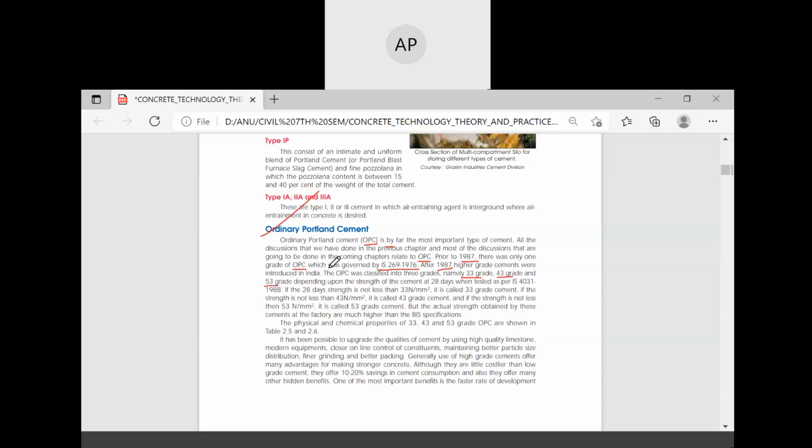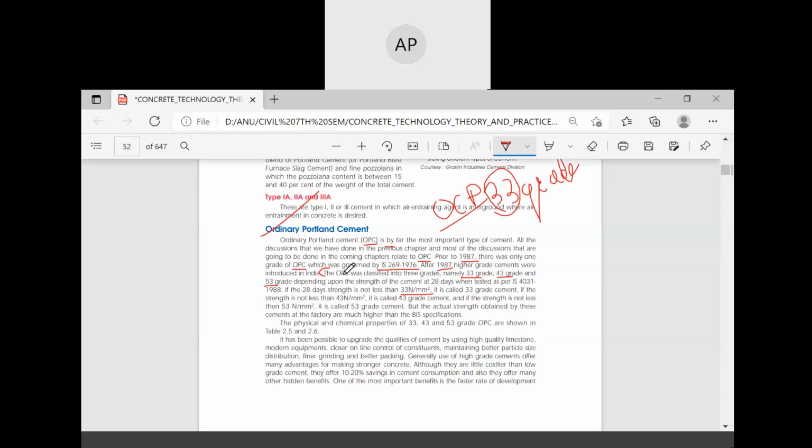Remember, OPC has three types of grade: 33 grade, 43 grade, and 53 grade, depending upon the strength of the cement. Suppose I am saying OPC 33 grade. What does it mean? That means this OPC cement has a strength of 33 Newton per mm square. Okay?